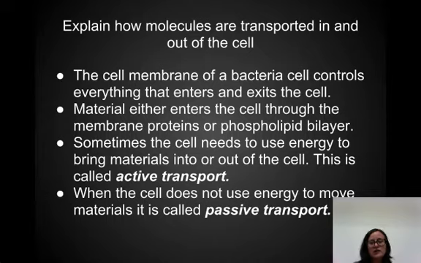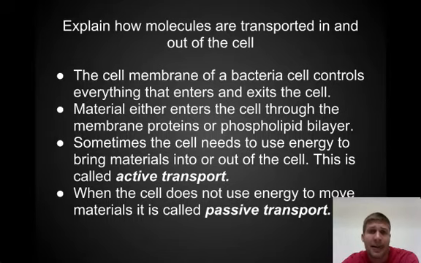When we are talking about how molecules are transported in and out of the cell, we know that we have a cell membrane surrounding every cell. The cell membrane of bacterial cells control everything that comes in and out of the cell. Material either enters the cell through the membrane, through the membrane proteins, or right through the phospholipid bilayer. Sometimes a cell needs to use energy to move things in and out of the cell, so it can't simply move right through the membrane. The cell actually needs to actively transport it through channel proteins, and this is called active transport.